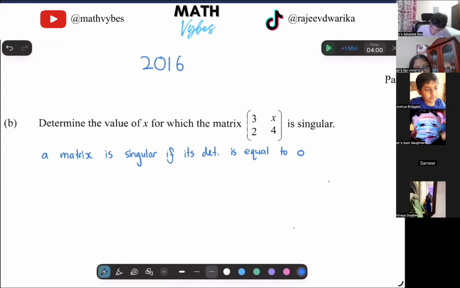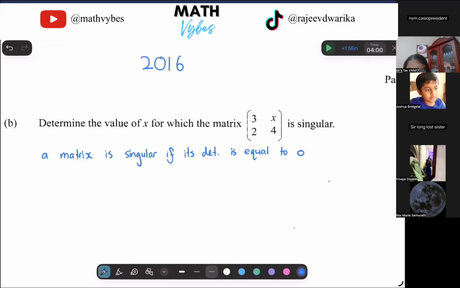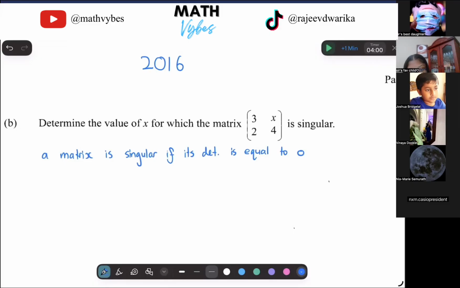How many of you all knew this? That if a matrix is singular, its determinant is 0. How many of us knew that? Me, sir, because when I was doing the question, I researched it. Okay, that's good.